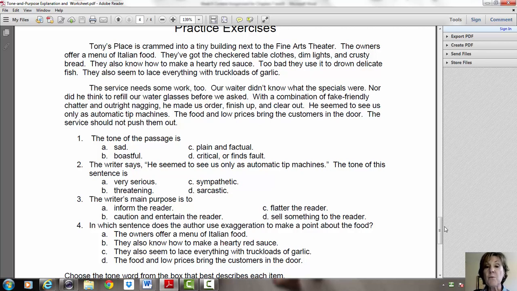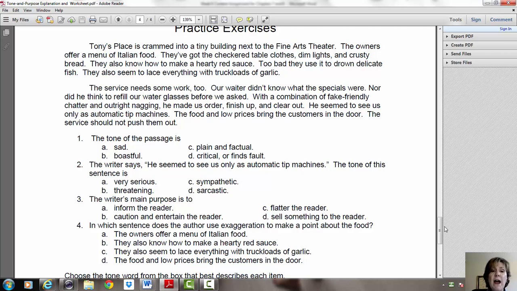The food and low prices bring the customers in the door. The service should not push them out. What would the tone of this passage be? Is it sad, boastful, plain and factual, or critical, finding fault? I think you're right. It is critical and finds fault. He was not very favorable to Tony's place, was he?